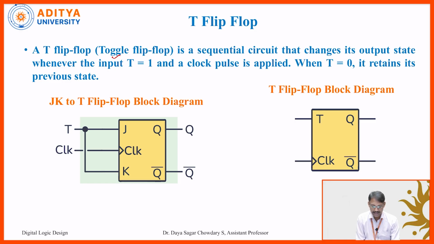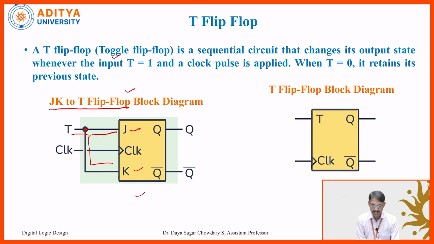If we consider these two block diagrams, in the first block diagram the JK flip-flop is simply modified to T. That is why it is the JK to T flip-flop. Both the J and K inputs are directly connected to one terminal, and that terminal is the input. We call that the T input.